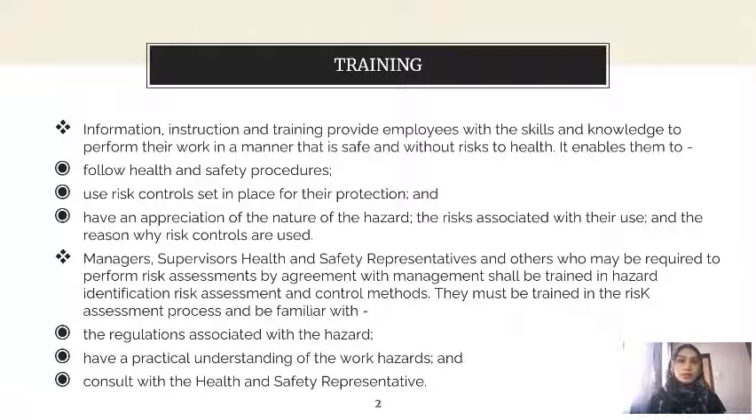For the training, employees are expected to follow health and safety procedures and use risk controls set in place for their protection. They must be familiar with the regulations associated with the hazard and consult with the health and safety representative. Managers, supervisors, and others who may be required to perform risk assessment must be trained in hazard identification, risk assessment, and control methods.